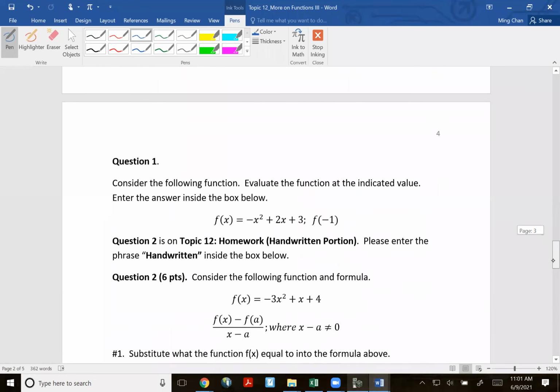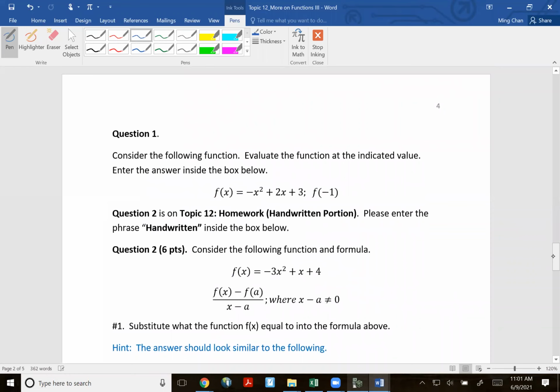All right, so question number 1, consider the following function. Evaluate the function at the indicated value. All you have to do is do this on the side. Substitute negative 1 in here, or if you want, you can graph this function and then go to the table and find negative 1 for x, and see what the y value is. All you have to enter on the homework is the y value.